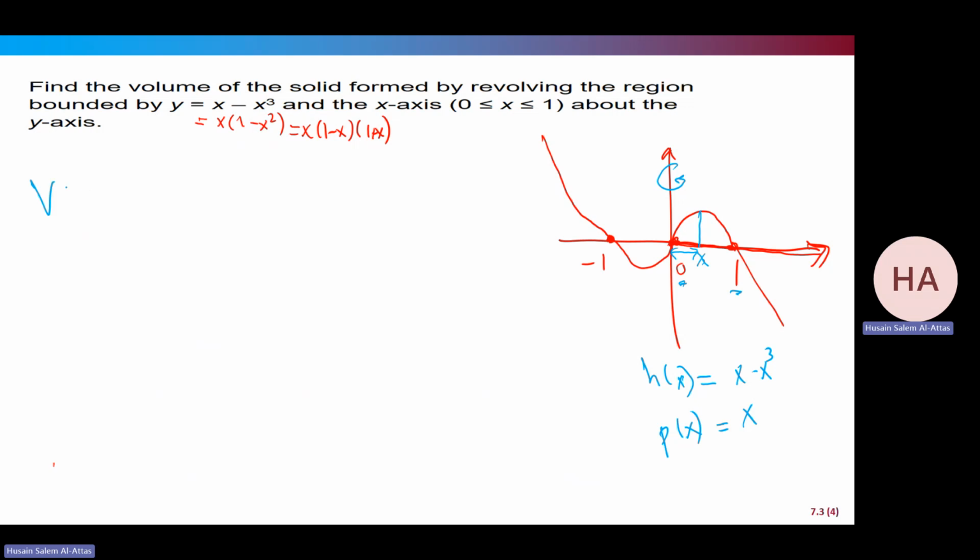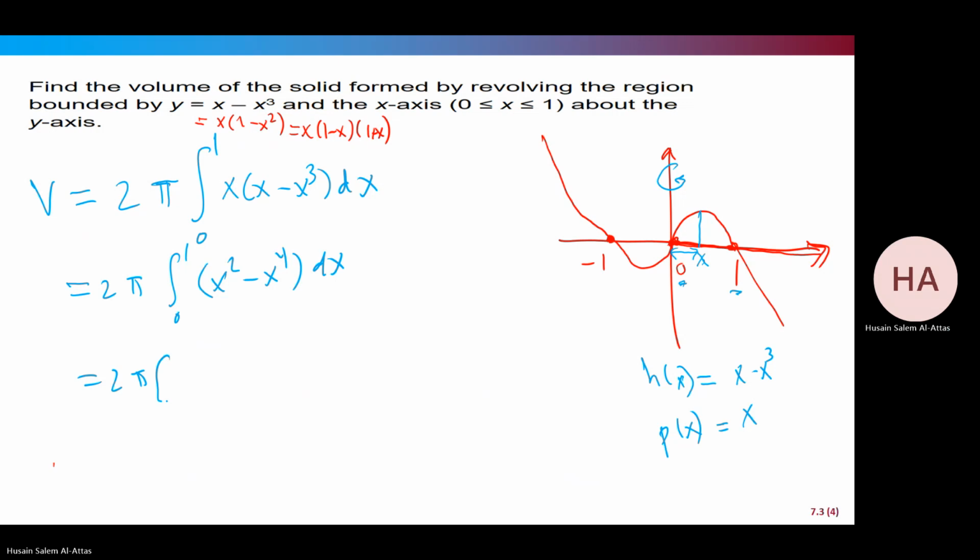So the volume will be 2 pi. Don't forget this is 2 pi. The other one was pi. From 0 to 1, x times (x minus x cubed) dx. Now we'll do the calculation. That will be 2 pi, you have x squared minus x to the power 4 dx.